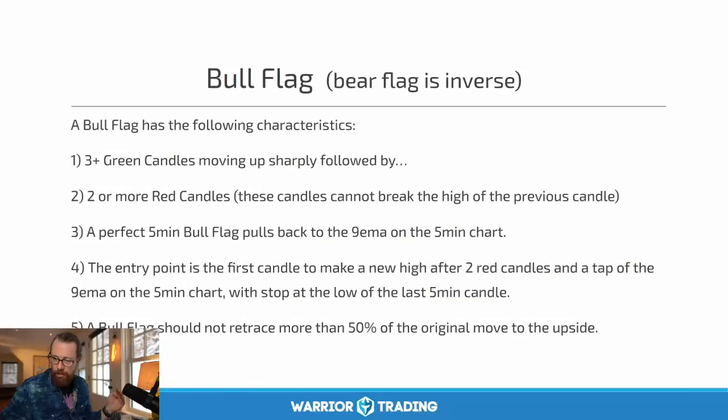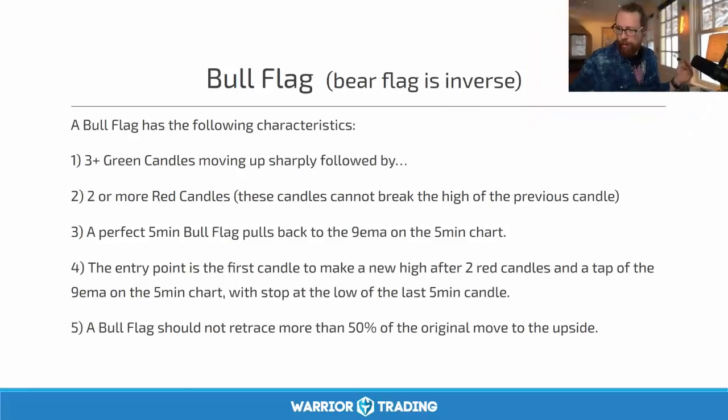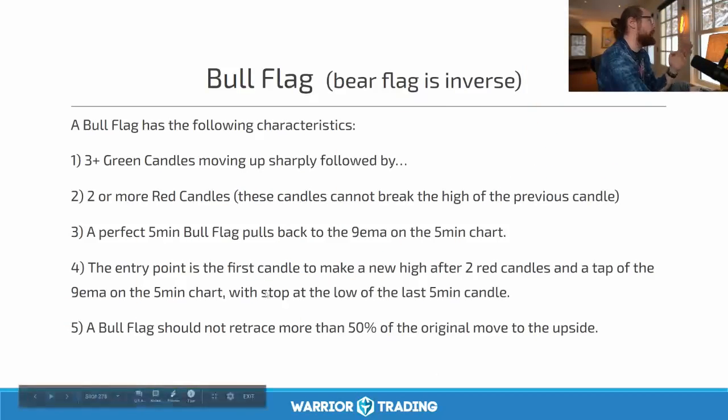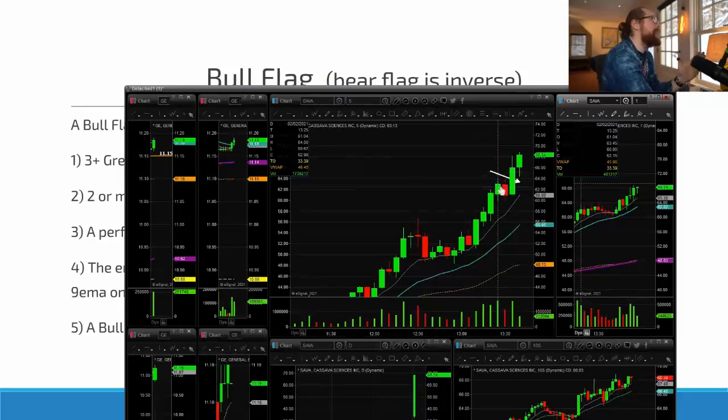I'm going to move my video to the top corner. So 9 moving average is our support level. The entry point is the first candle to make a new high after what are usually 2 red candles. 1 red candle can work, but only if the previous candle was higher.